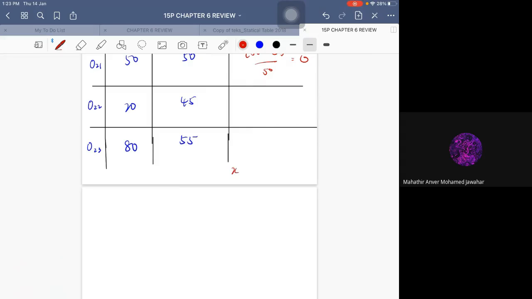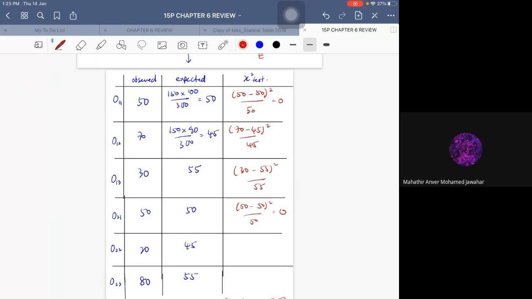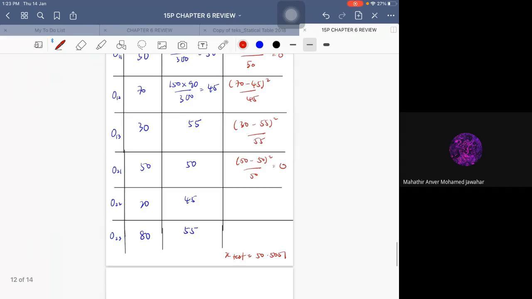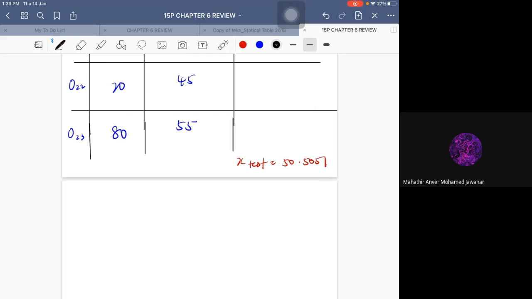So the summation of this, the test statistic, is going to give you a value of 50.5051. In my scheme later, I will give you a detailed calculation of this, but for now this is just going to be the idea. Okay, now that I already have the chi-square statistic, next we're going to find the critical value.